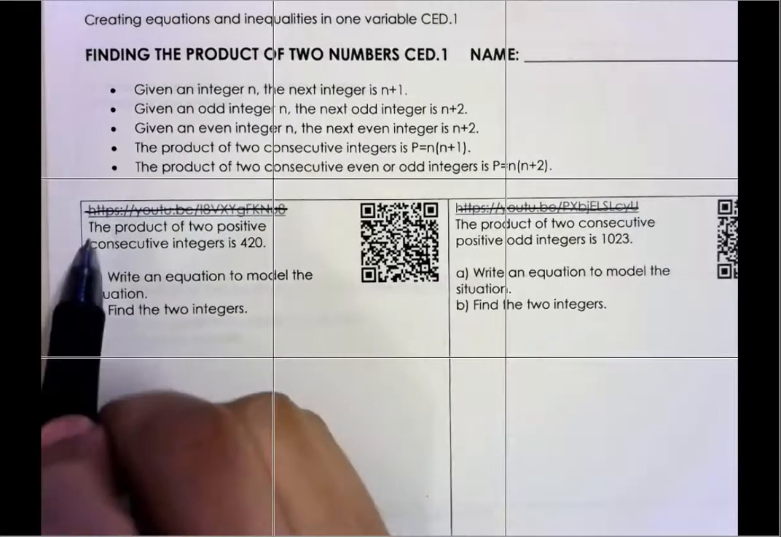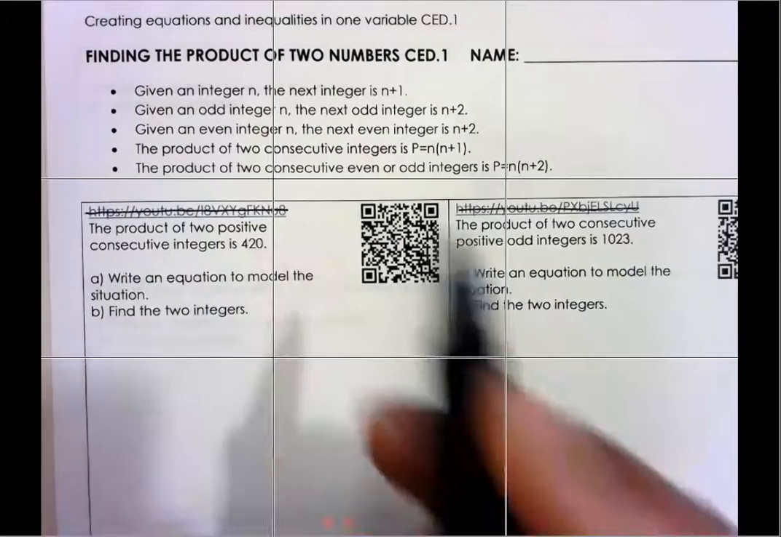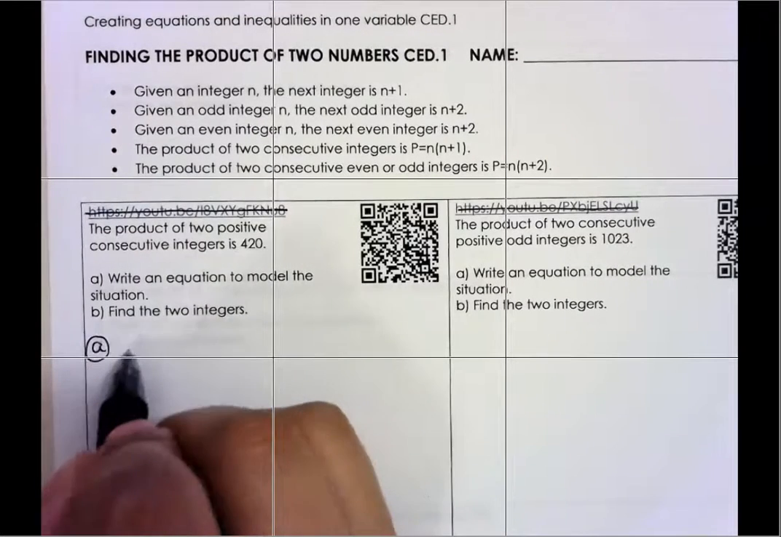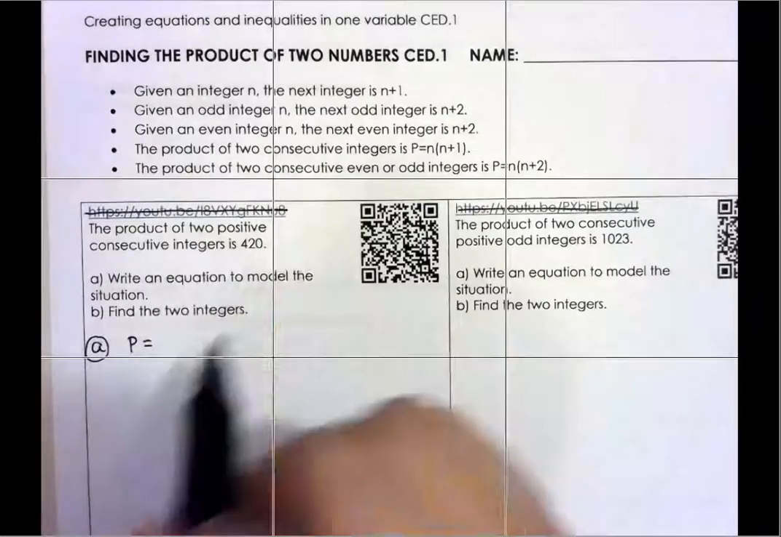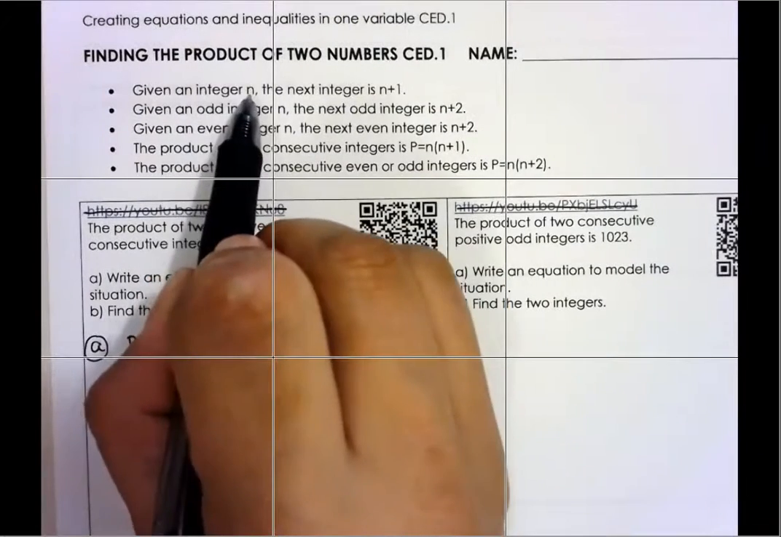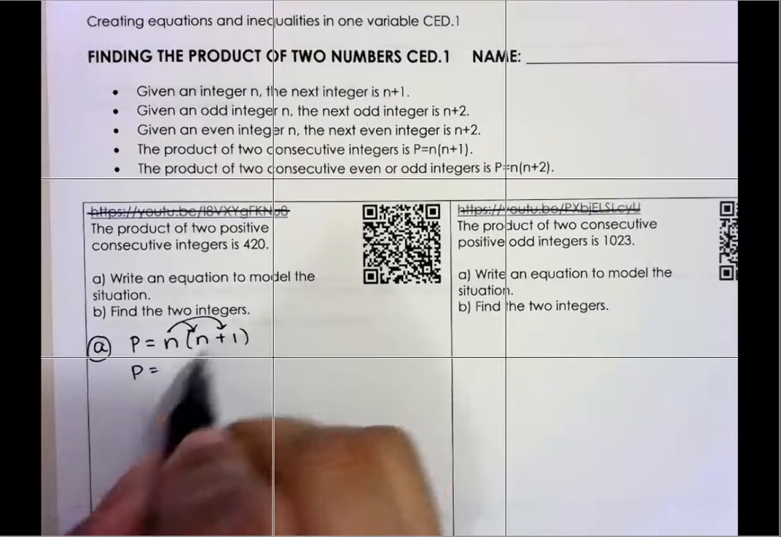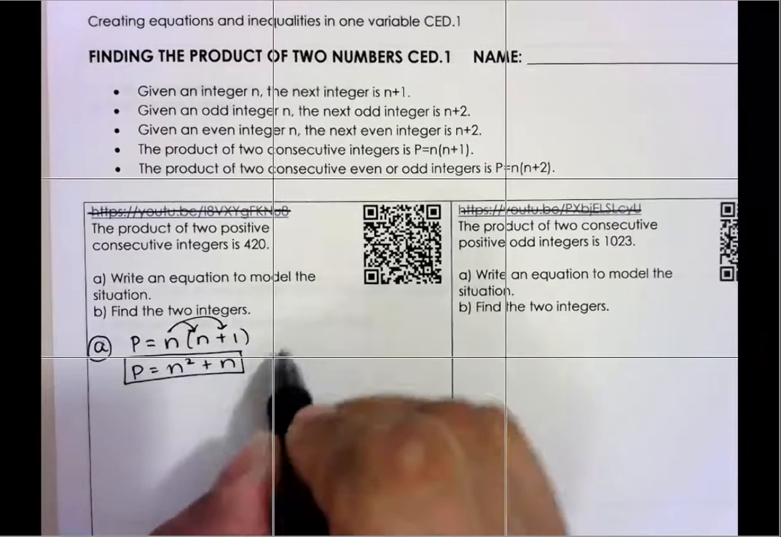The first question is, the product of two positive consecutive integers is 420. Write an equation to model the situation. Well, we know we're looking for a product, and they have to be consecutive integers. So you have an integer n, and the next one is n plus 1. So the product is going to be n times n plus 1. And if we distribute the n, you get n squared plus n. And this would be the model.